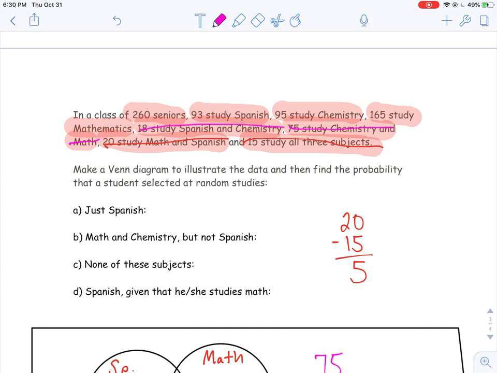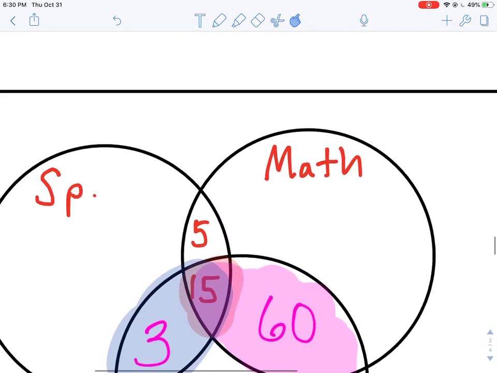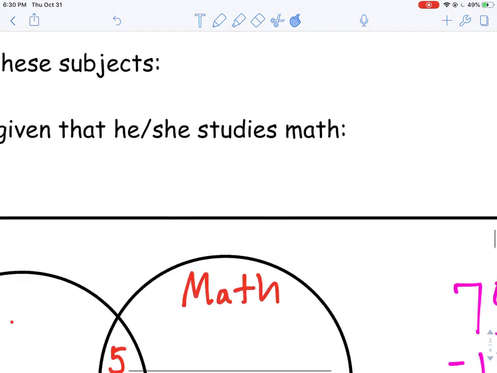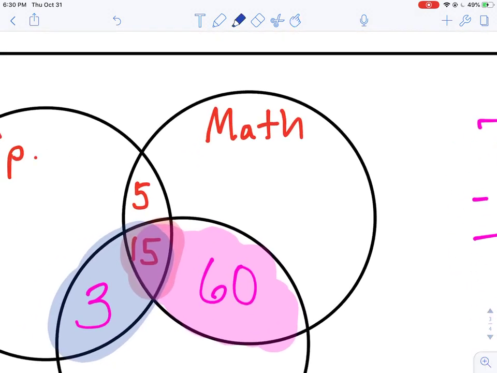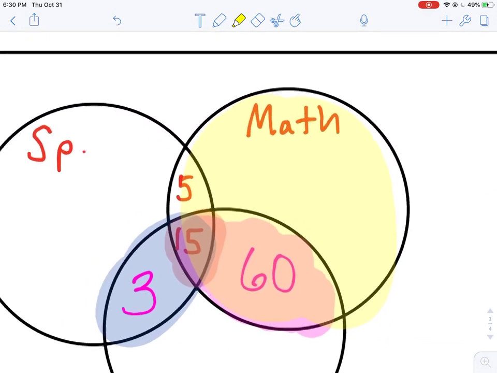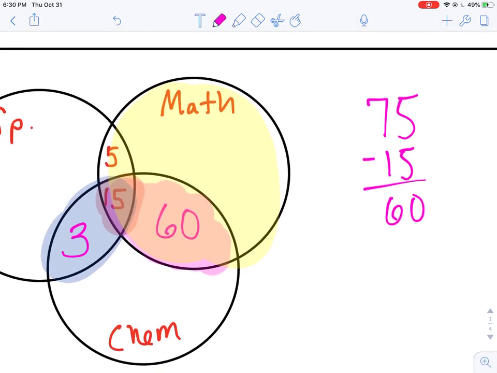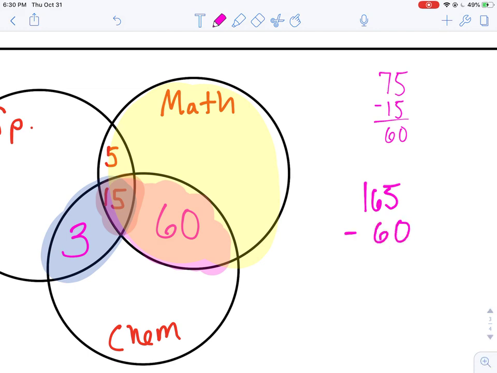All right, now I have 165 who study mathematics. Okay, so I'm going to look at mathematics here. That means within this whole circle of mathematics, I should be getting, it's 165, right? Yep, 165 should be within this entire circle here. Now the key is I've already got people in this circle. I've got the 60 who study math and chemistry. I've got the 15 who study all 3, and the 5 who study Spanish and math. So I'm going to take those away from the 165. So I'm just going to tuck this away here. 165 minus 60 minus 15 minus 5.